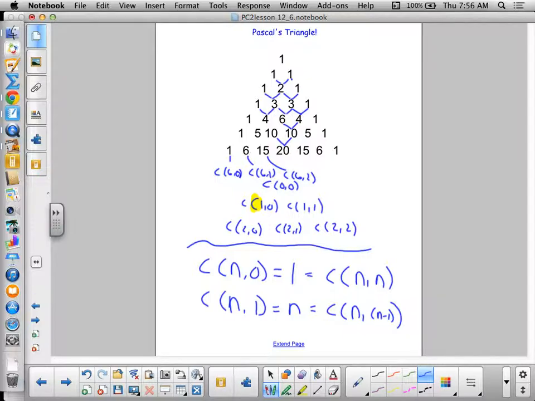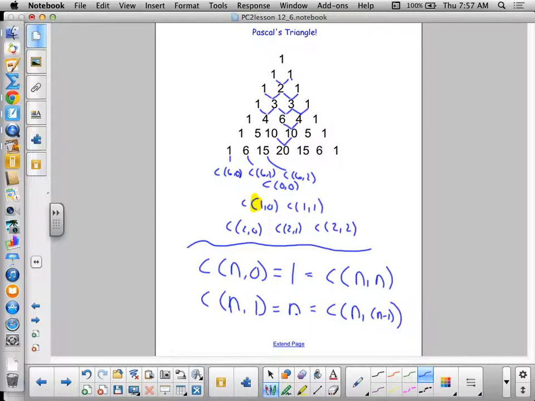So if I have the combination of 8 choose 0, that's going to be 1. If I have combination of 30 choose 0, that's going to be 1. If I have the combination of 17 choose 1, that's going to be 17. If I have the combination of 17 choose 16, that's going to be 17. Okay? So certain things come out. And you see that in your second rows here of numbers.